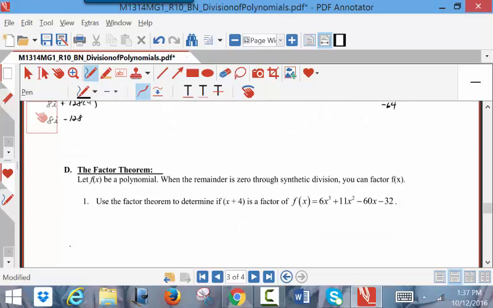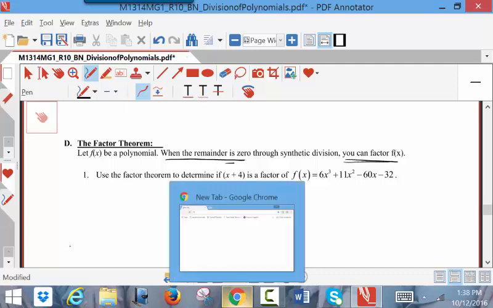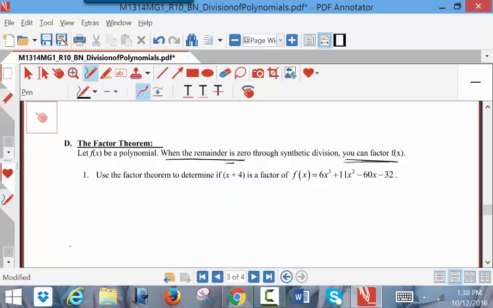Okay, factor theorem. Here we're finally getting somewhere. When the remainder is 0, you can factor. That's some pretty important information. When the remainder is 0, you can factor. Okay, here we go. Use the factor theorem to determine if x plus 4 is a factor. Okay, for it to be a factor, remember I said when you get a remainder of 0, you can factor. You must have a remainder of 0 to be able to factor. To be able to factor something, your remainder must be 0.